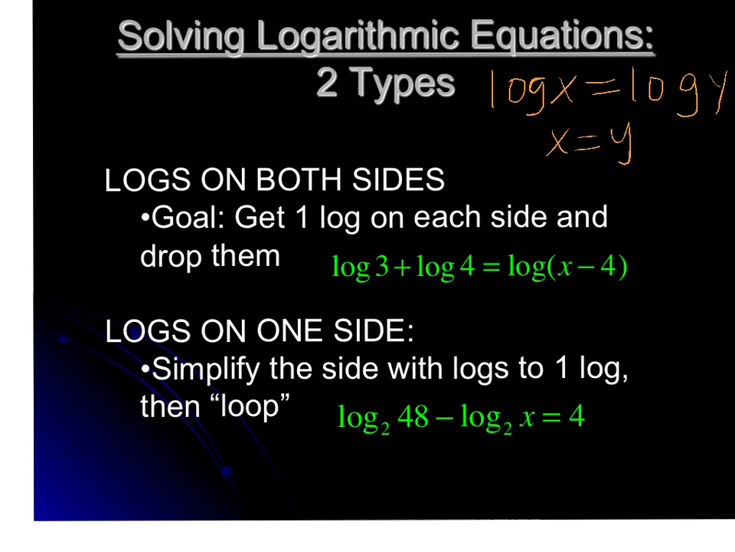If you only have logs on one side, the example of that is down here. You want to follow a similar idea as the first type, just on one side though. So we want to get the left side with the logs down to one log, and then we'll be able to do the loop in order to solve for the variable and get rid of the log that way.